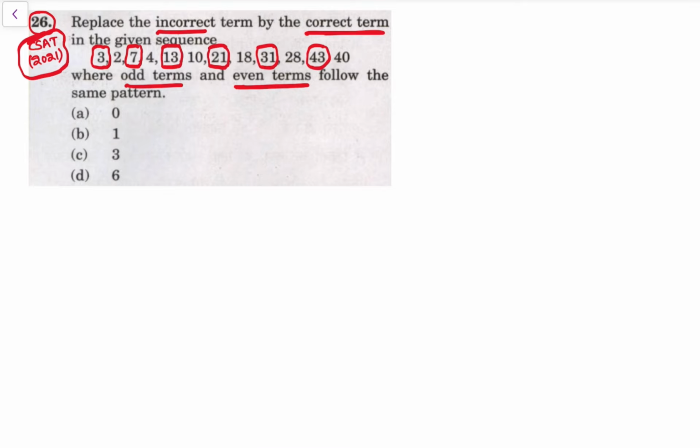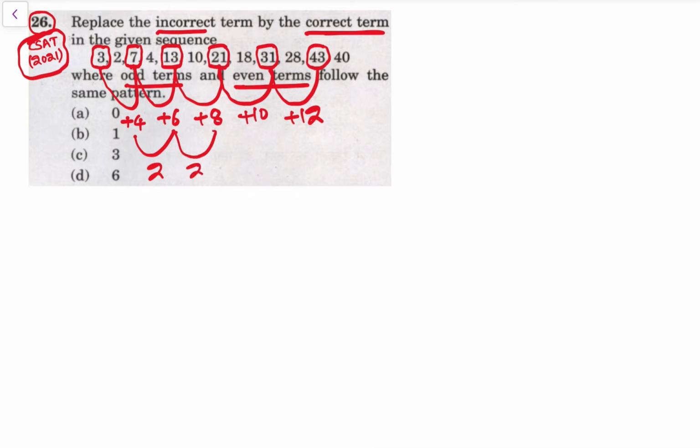If we see the pattern, 3 plus 4 is 7, and 7 plus 6 is 13, 13 plus 8 is 21, 21 plus 10 is 31, and 31 plus 12 is 43, right? So the difference increases by 2: 6 plus 2, 8 plus 2, and 10 plus 2 is 12, right? So the difference is 2.